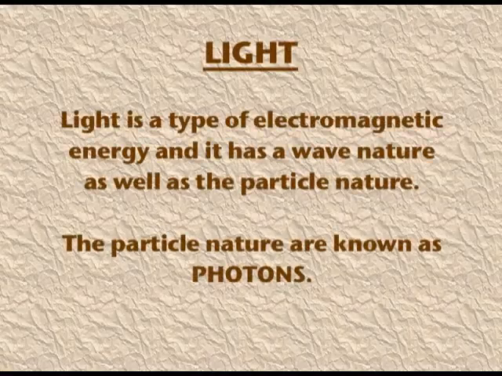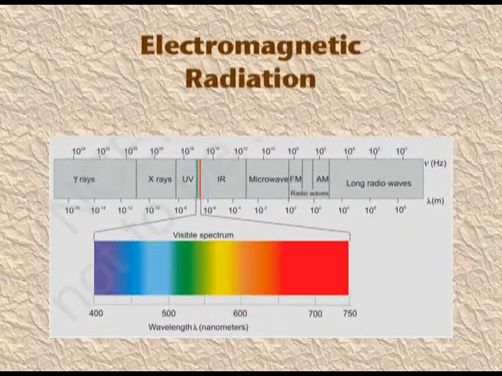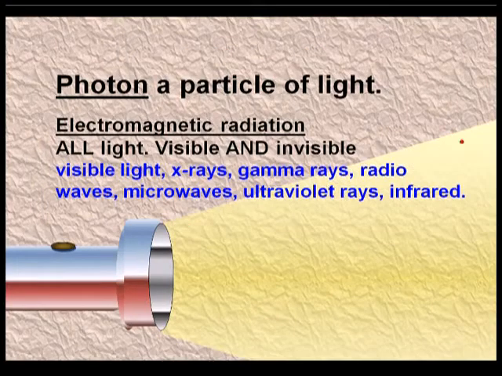to establish his atomic model. Maxwell established that electromagnetic radiation has a dual nature, the wave nature and the particle nature. Let's see that. Light is a type of electromagnetic energy and it has a wave nature as well as the particle nature. The particle nature is known as the photons. Let's see the electromagnetic radiation. You can see the particle nature and the wave nature.